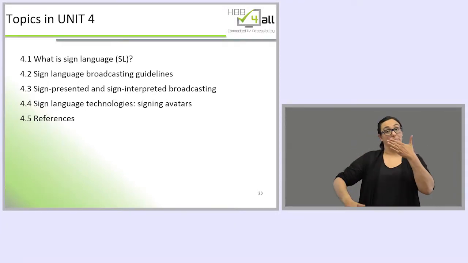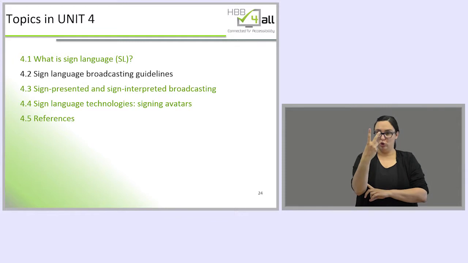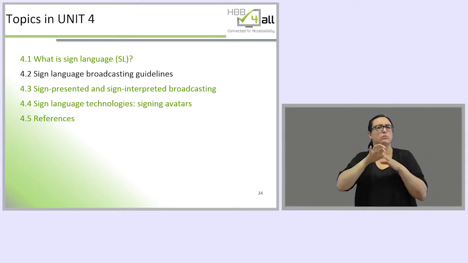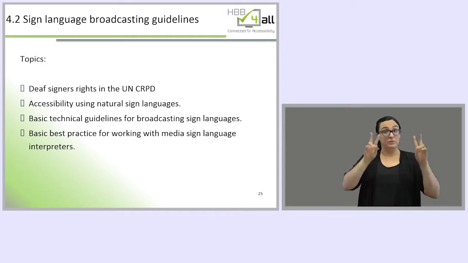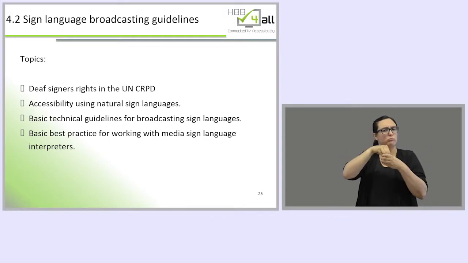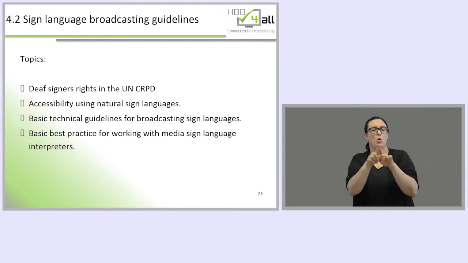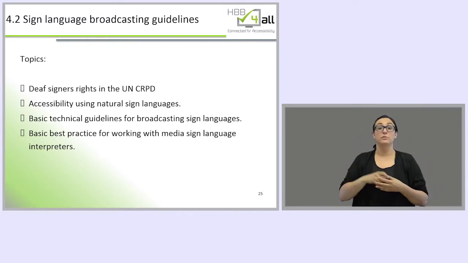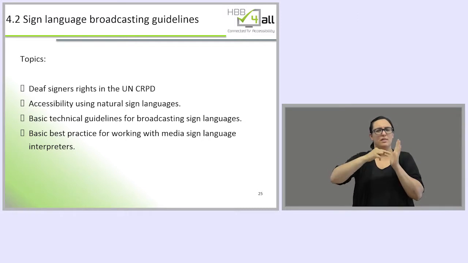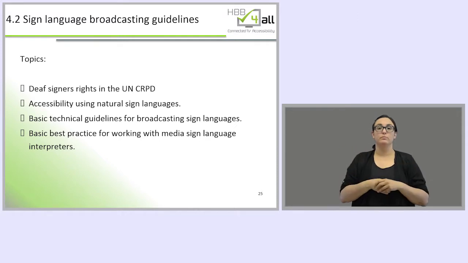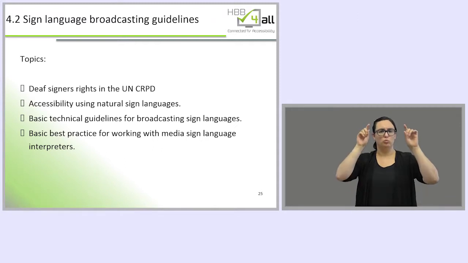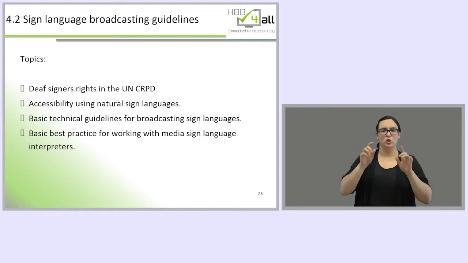So now we will start section 2 about sign language broadcasting guidelines. In this section, we will talk about the deaf signers' rights to access information. We will talk about the different kinds of accessibility using natural sign languages. And also, we will explain some of the basic technical guidelines for broadcasting sign languages. In the last part of this section, we will talk about best practices when working with media sign language interpreters.